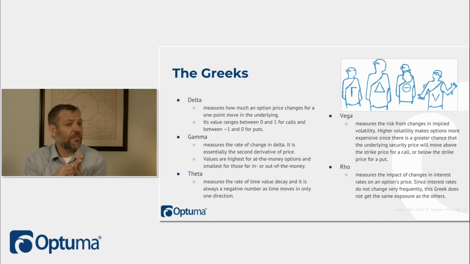Gamma measures the rate of change. So it's like a second derivative, like acceleration to distance. You've got distance, speed, acceleration. Well, we have the price, the delta of price, and then the gamma, which is the acceleration of the changes in price. Theta measures the rate of time value decay. So how quickly the price is dropping every day, as we're getting closer and closer to the expiry. Vega measures the risk from changes in implied volatility. So if there's a change in volatility, how does that affect the price of our option? It's a measure of that.